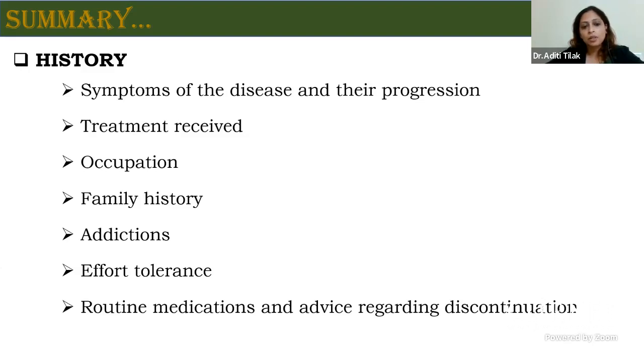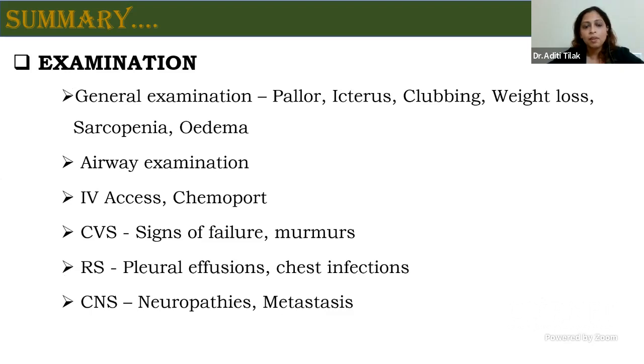Similarly, in the history, a list of routine medications must be taken so that we can give the appropriate advice regarding discontinuation of medicines. In examination, the general examination itself gives us a lot of clues about the stage of cancer, the progress of cancer in our patient. Pallor, icterus, clubbing, edema, sarcopenia. These are often seen in advanced cancers.